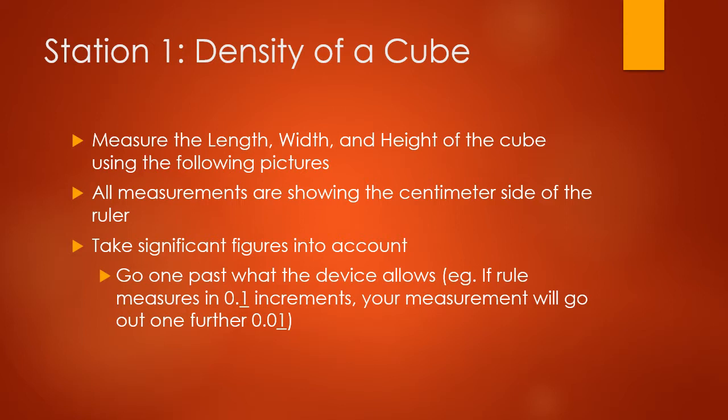For Station 1, you need to calculate the density of a cube. In order to do that, you're going to need to measure the length, width, and height of the cube using the following pictures. Note that all measurements taken, not just in Station 1, but the other stations as well, will be with the centimeter side of the ruler.